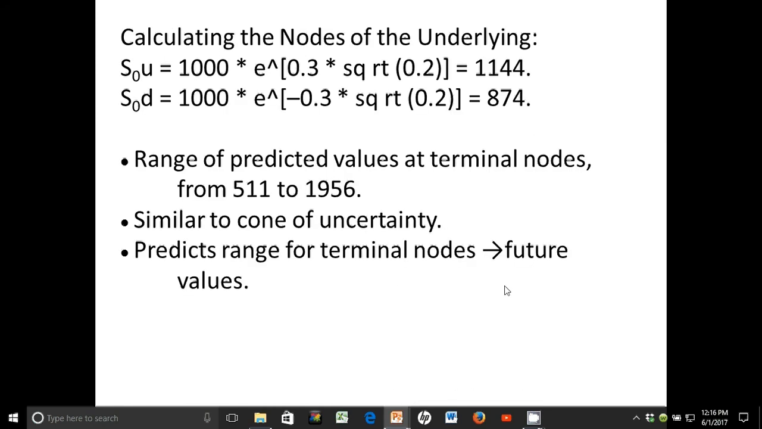To calculate the first two jumps, multiply the original NPV, S0, by the up jump factor and the down jump factor, U and D, respectively. Note that the values 1174 and 811 will be shown on the next lattice. Our final range of terminal nodes is from 511 to 1956. This process is similar to generating a cone of uncertainty in stochastics math. We are working with future values predicted from this stochastic process, which is a discrete simulation of Brownian motion.